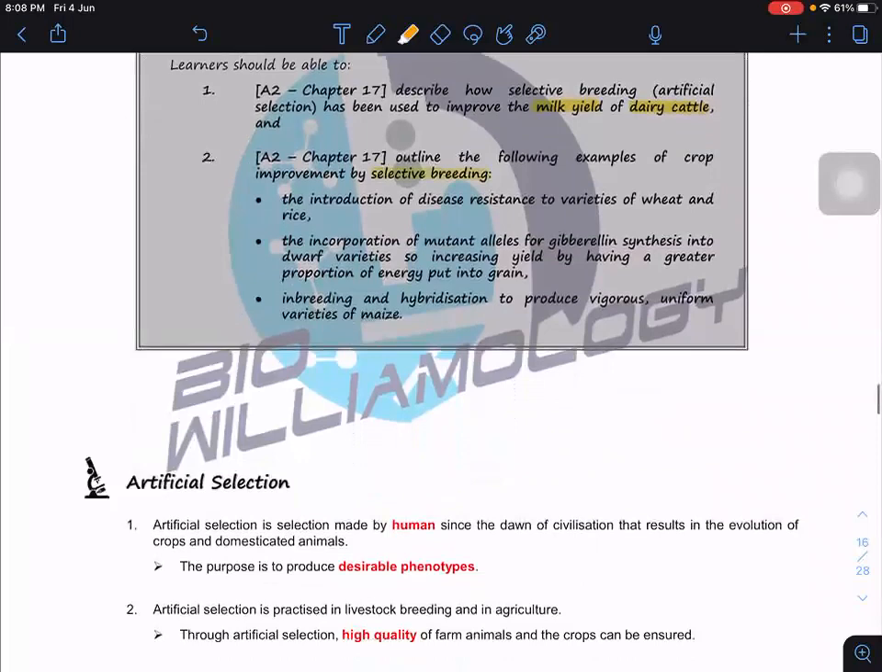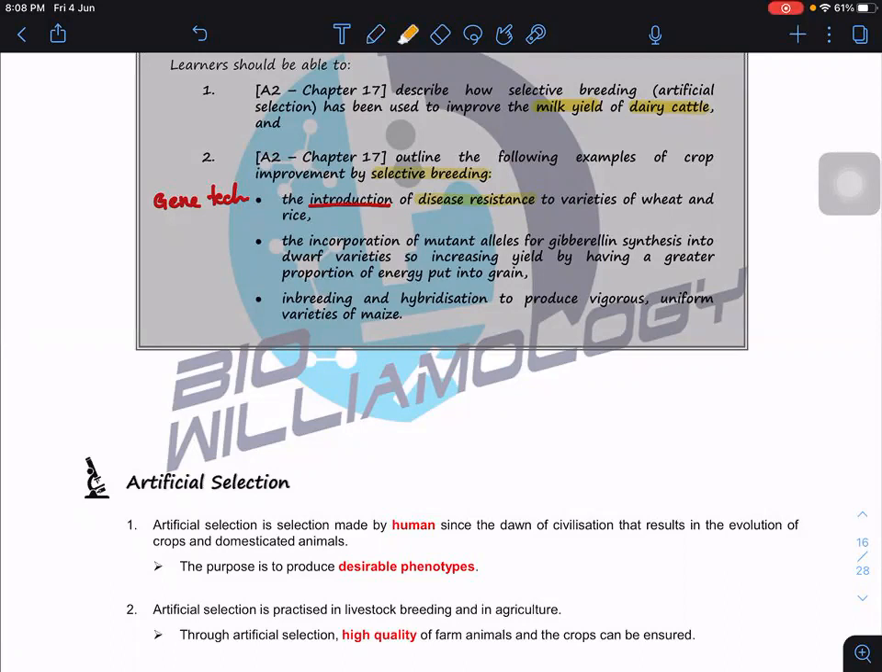Then we're going to outline the following examples of crop improvement by selective breeding. Introduction of disease resistance is very important currently. For wheat and rice, we want them to tolerate disease. We don't want them to be knocked out by disease. So how do we introduce it? This part we're going to learn in detail in gene technology, where we look at how we can introduce a particular gene to make sure the plant is disease resistant.